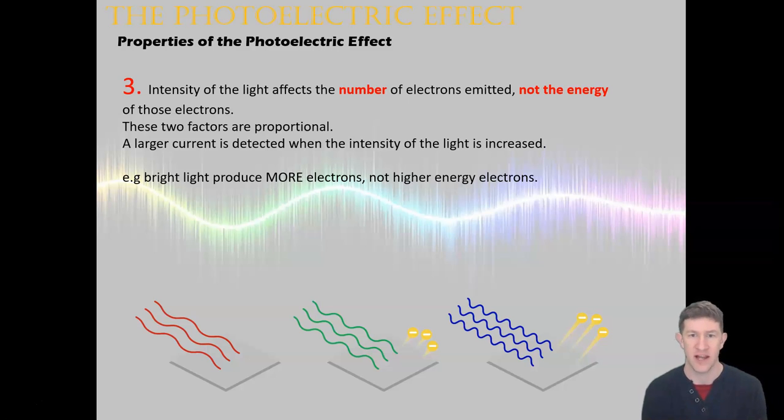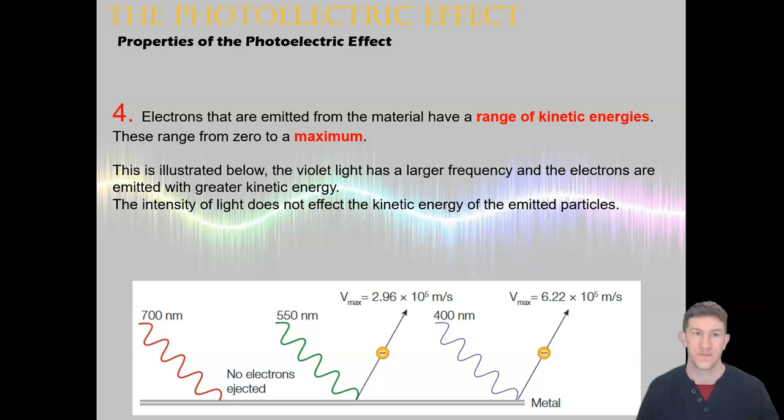We end up with a lot more electrons ejected, not a few electrons ejected at very high speed, because those photons aren't moving any faster or with any higher energy than any other photon there, just because we increase intensity. Intensity is number of photons, not energy of photons. So that's why they translate. So number 3, intensity of light affects number, not energy of the ejected electrons.